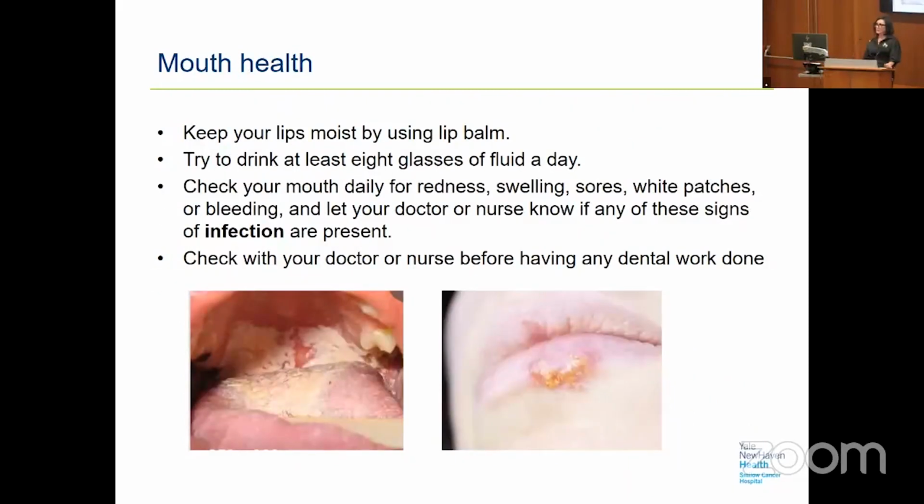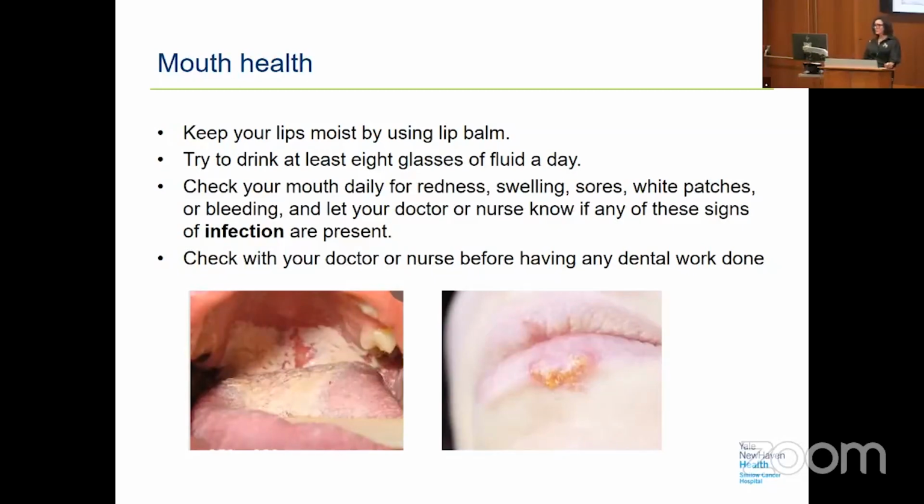Along the same lines, you want to keep your lips moist by using lip balm. Any dry, cracked lips, again, might create a pathway for bacterial entry. Staying hydrated can also help with lip and mouth moisture. And then just checking your mouth regularly for signs of infection.